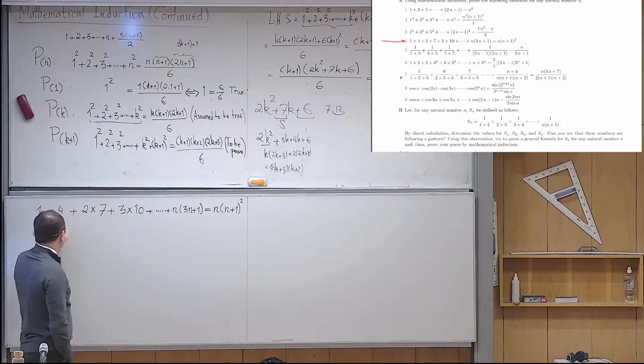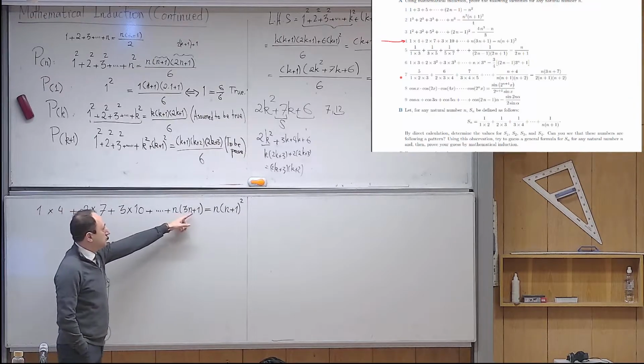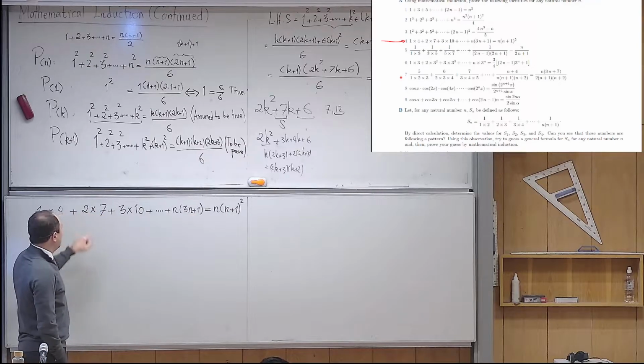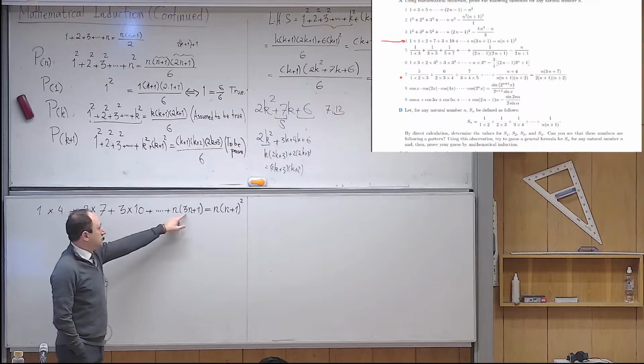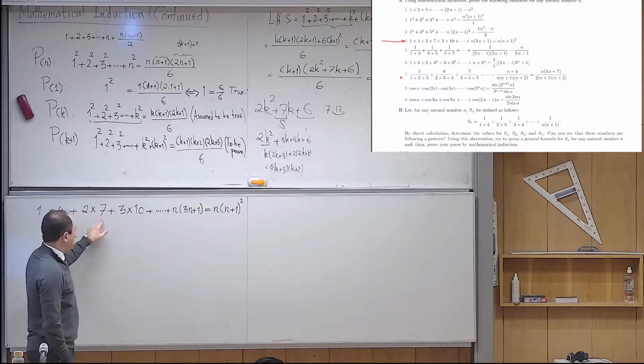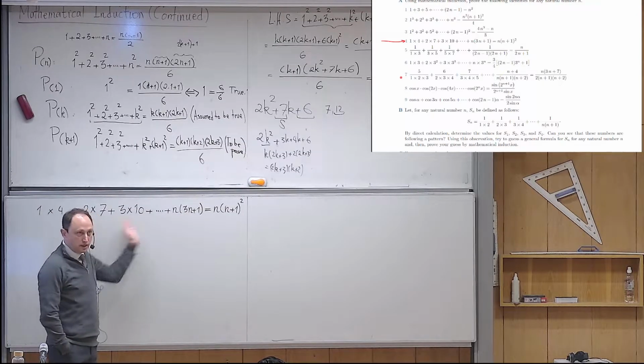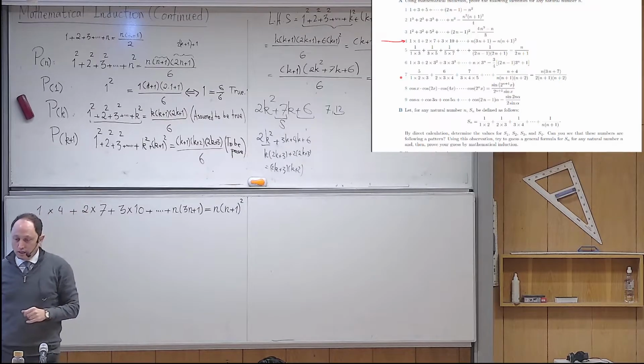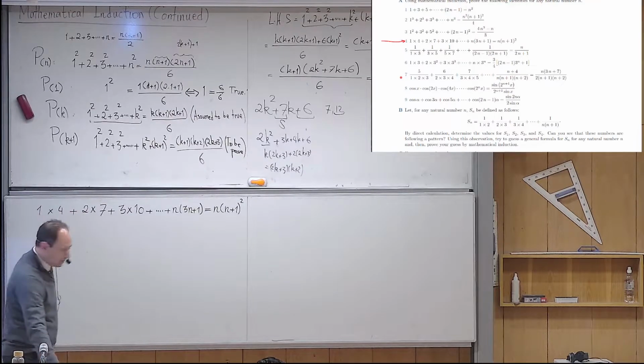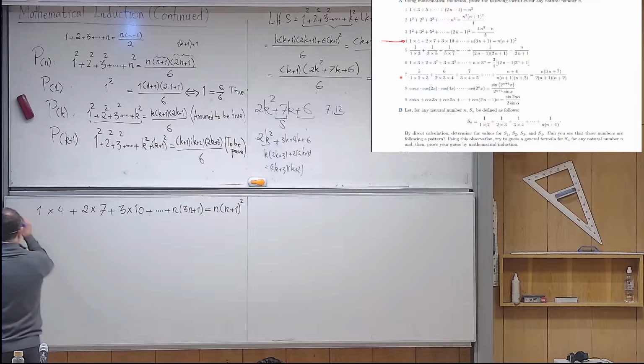Yes, for example, if n is 1, 3n plus 1 becomes 4. If n is 2, 3 times 2 plus 1 is 7. If n is 3, 3 times 3 plus 1 is 10. So that pattern works. Okay? So now you want to prove it. The first thing that you do is to give it a name. So you call it P of n.